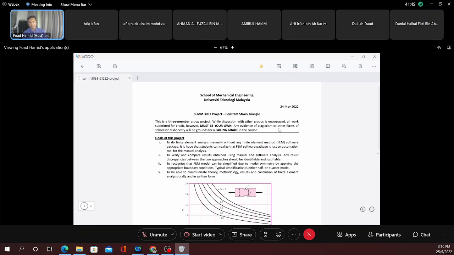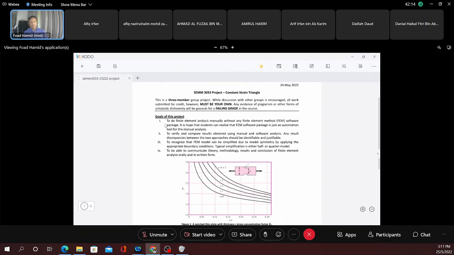Any evidence of plagiarism or other form of scholastic dishonesty will be grounds for a failing grade. So I will give 0 for your project. This happened before. A student copied some of the papers, for example, a basic bearing equation, without understanding anything. So I gave that group a 0.